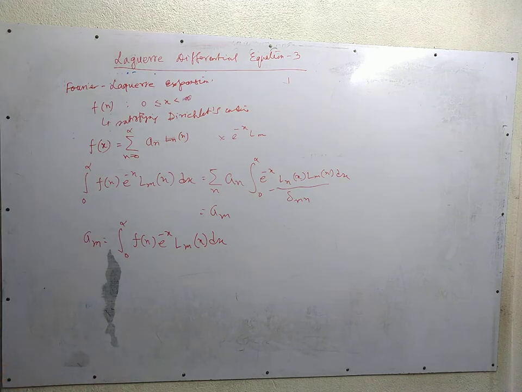This expansion is possible as Laguerre polynomials form a complete basis in the range 0 to infinity, as we have already seen that Legendre forms a complete basis in the range minus 1 to plus 1, while Hermite forms a complete basis in the range minus infinity to plus infinity. By this, we end our discussion on the Laguerre differential equation and Laguerre polynomials. From the next class onwards, we shall take up the Bessel differential equation, which is a very important differential equation in mathematical physics.